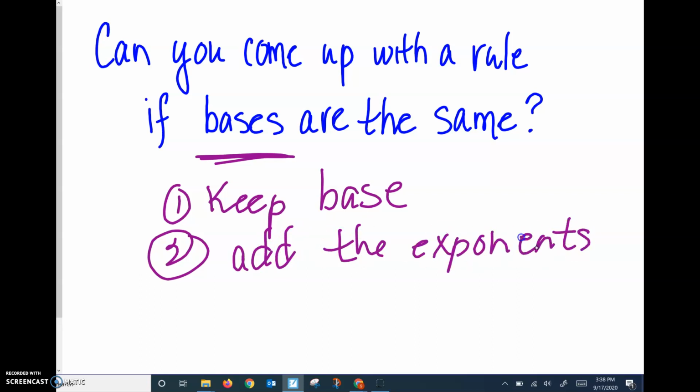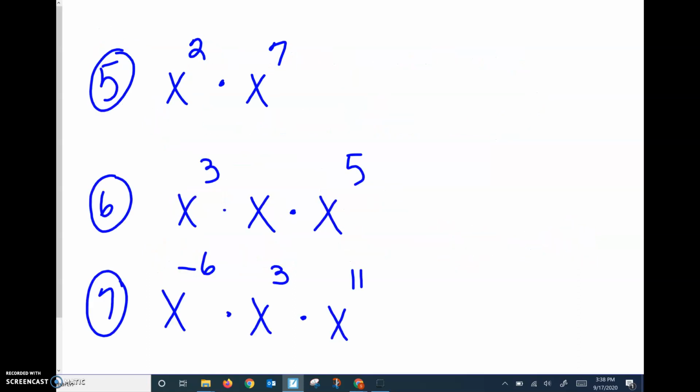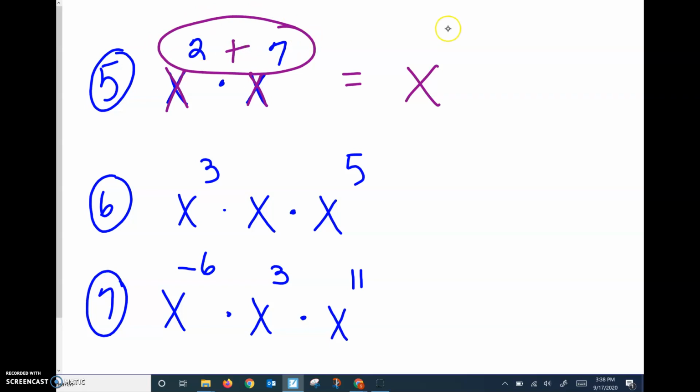Add the exponents. All right, let's see if we can do a couple problems here. So we have x and x, that is the same base. So rule number 1 is keep the base. Then we say we are going to add the exponents. 2 plus 7 is 9, so we have x to the 9th.